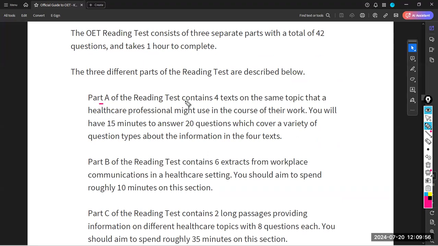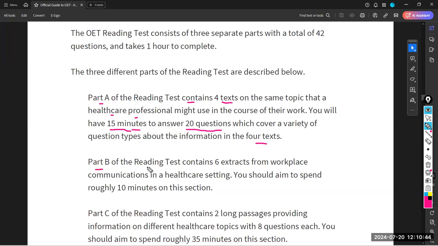Now, part A of the reading test contains 4 texts on the same topic. Absolutely, it's about medical workplace material that might be used in the course of their work. You will have 15 minutes only to answer 20 questions. So this is the first thing that you have to be careful of. You have to practice and you have to know how to divide your time, because as we noticed, we have only 15 minutes to answer 20 questions and we have to read 4 texts in part A, which cover a variety of question types about the information in the 4 texts.